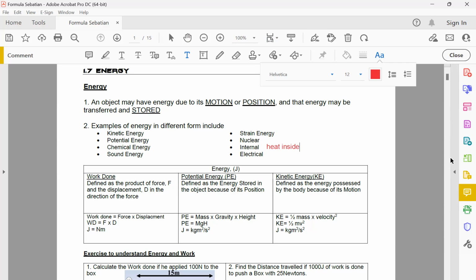For example, even this TV or a laptop that's hot, right? There's internal energy inside it. Then finally, electrical energy is electrical energy, right? The thing that powers up. Anything that's hot within will have internal energy. Yes. That's why it's always good to eat hot stuff than the cold stuff.